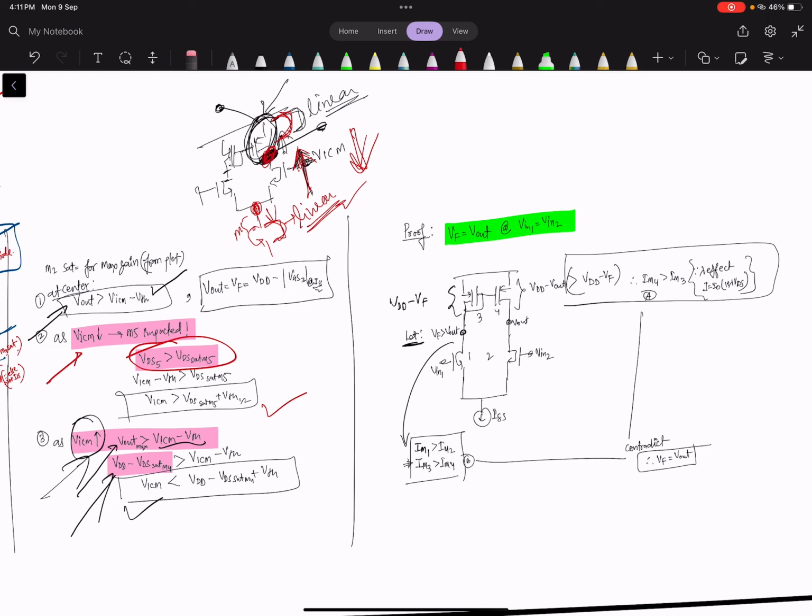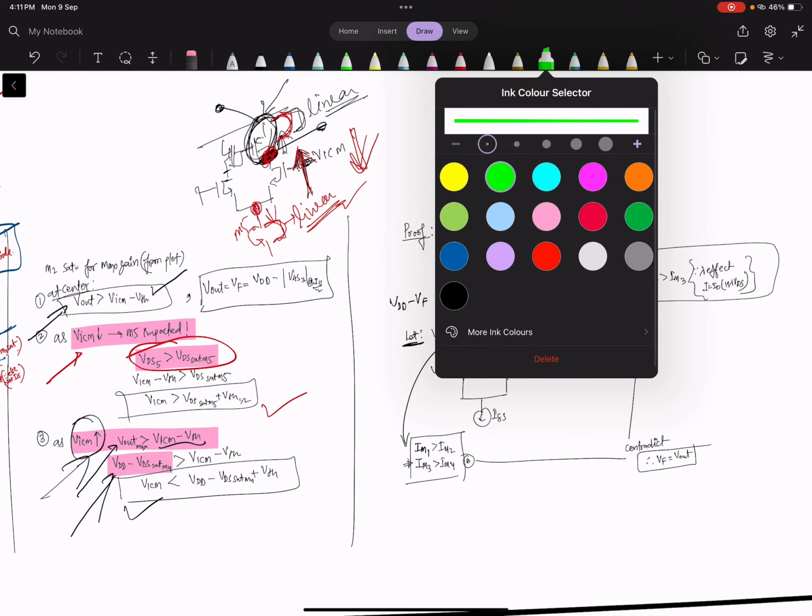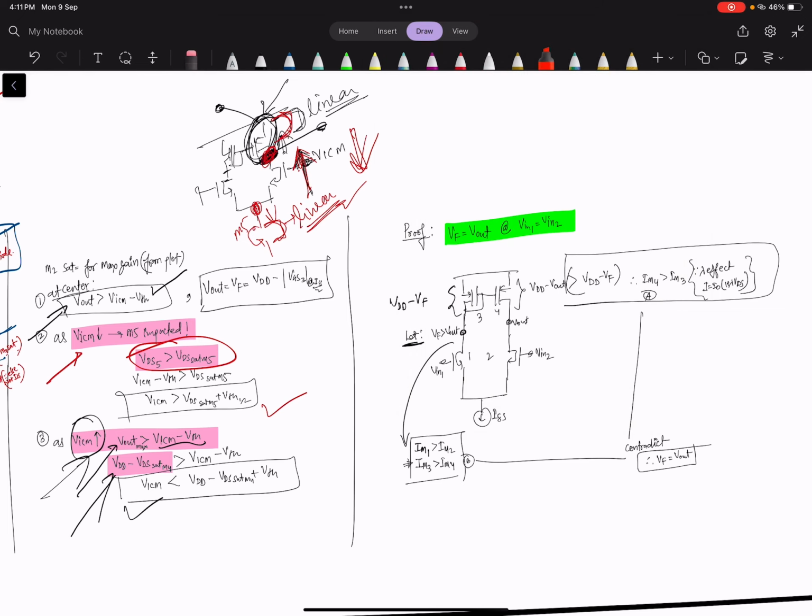Okay, one most important thing is this: when the voltages Vin1 and Vin2 are the same, then these two are also the same. Basically, V out is equal to Vf. Okay, this we have to prove. So what I have to prove is that V out and Vf are the same when both V in are the same.